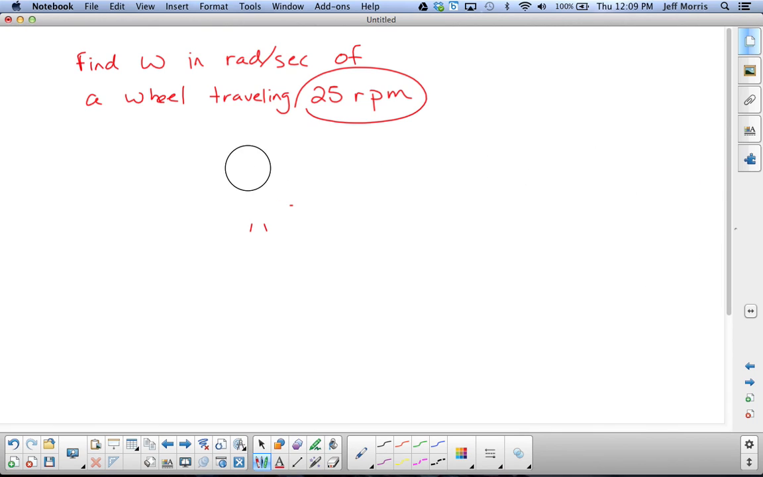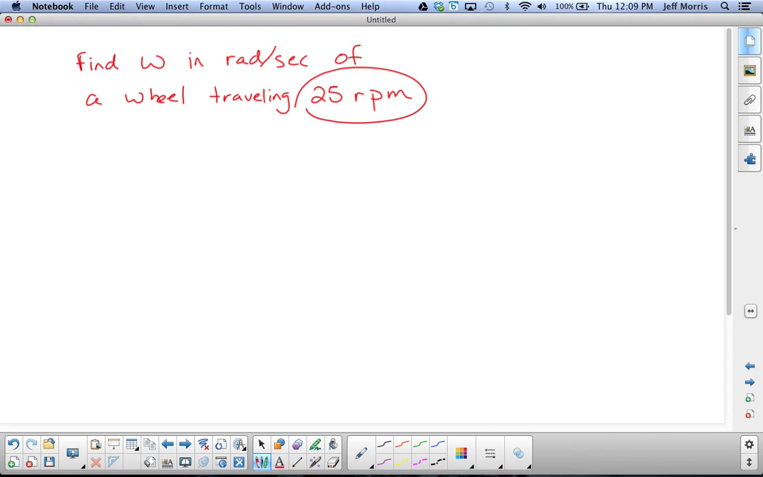Find omega, the angular velocity in radians per second, of a wheel traveling 25 revolutions per minute. Now, what is 25 revolutions per minute? What does that happen to be? Linear? No, it's not linear. It is omega. 25 revolutions per minute is omega. That is the angular velocity. But what is it not?